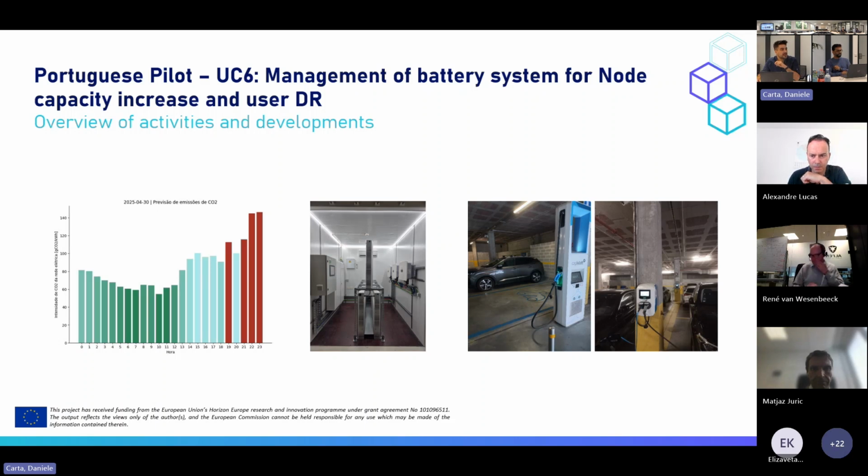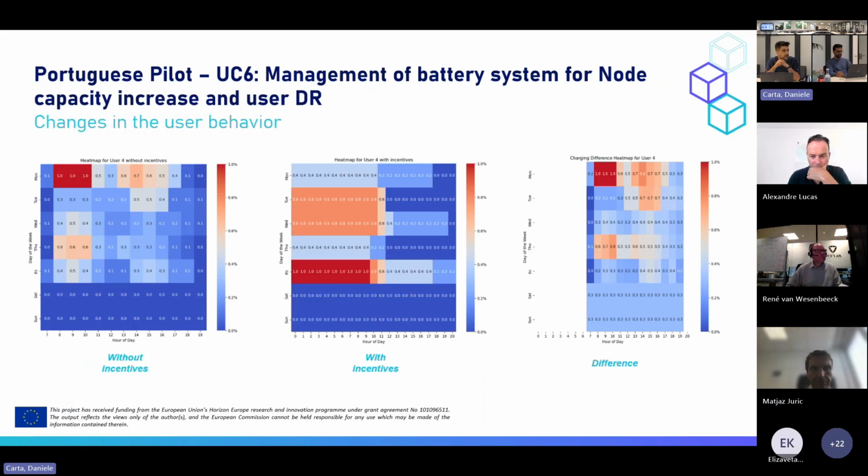Thank you. So here, as you can see, there was an evaluation of the amount of CO2 emissions through the day, and this information was shared with EV drivers in order to promote the charging of the vehicles in periods of time with lower CO2 emission. And here I report an example of a heat map that shows the behavior change of one EV driver due to, first of all, the information that was provided by the partner, and also the incentives that were provided as well, because incentives also play their role in changing EV drivers' behavior.